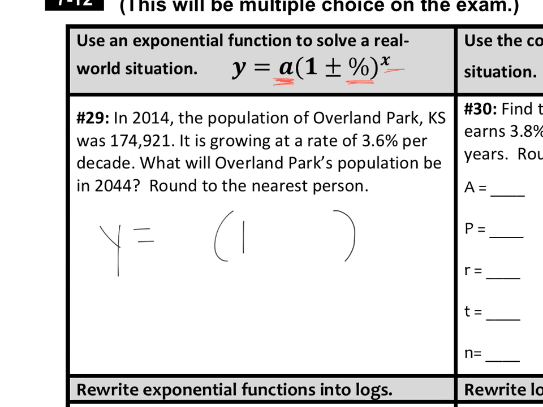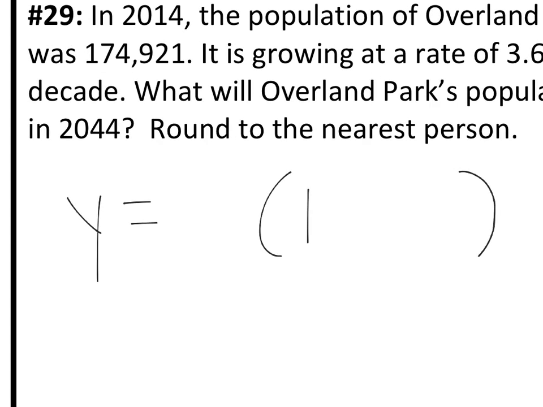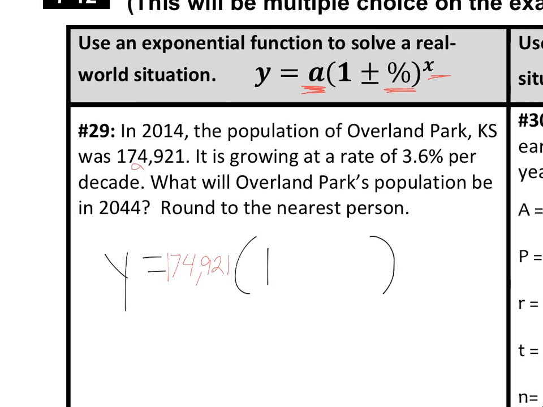We are told that the original amount of people in 2014 was 174,921. So that's what letter A is. So we're going to plug in 174,921 right here. The next thing we need to figure out is whether there's going to be a plus or a minus after that 1. Plus for growth, minus for decay. We are told in the problem that we have a growth, so we're going to put a plus there.